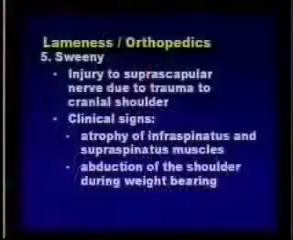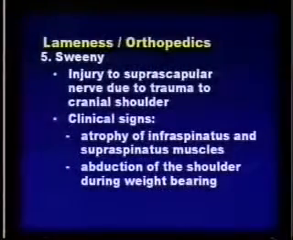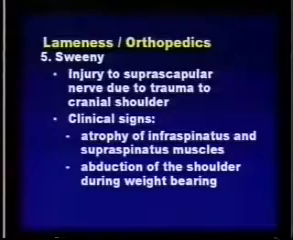The clinical signs are atrophy of the infraspinatus muscle and supraspinatus muscle, as well as abduction of the shoulder joint during weight bearing. I have a picture here of a horse that shows this atrophy. You can see that the shoulder joint is very obvious, and this white line that you see running down the center here is actually the spine of the scapula, you can see that there's very little muscle mass here where the supraspinatus muscle should be.